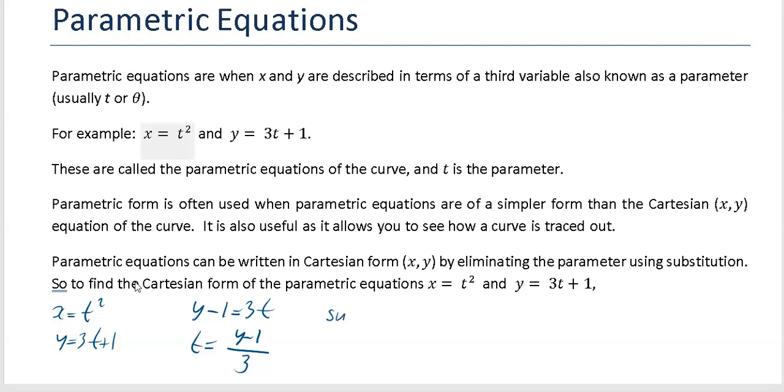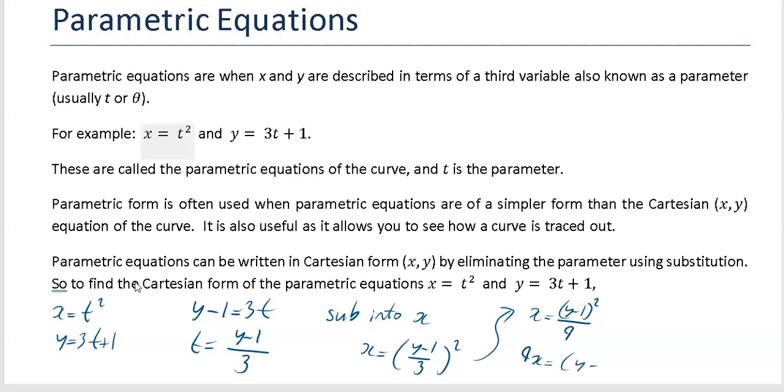And then what we want to do is substitute that into the x equation. That means everywhere you see your t, you're going to replace it with y minus 1 all over 3. So if we do that, you're going to get x is equal to y minus 1, all squared, over the 3 squared on the bottom line, which becomes 9. That is the same as 9x is equal to y minus 1 all squared. Now you could go on and multiply that out, but that's probably a more useful version of the equation.